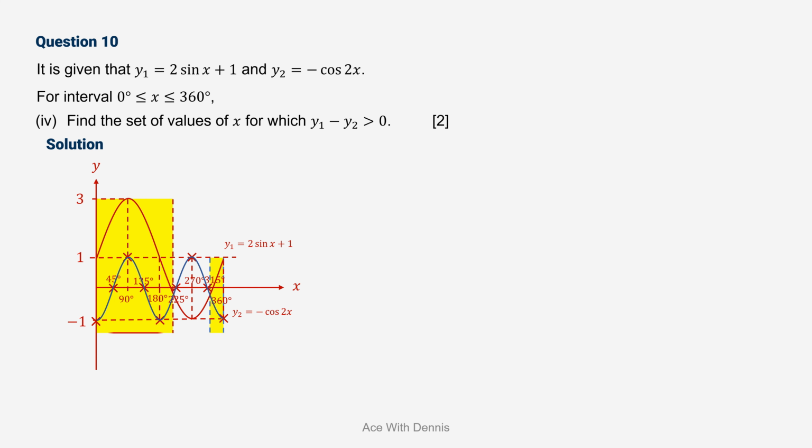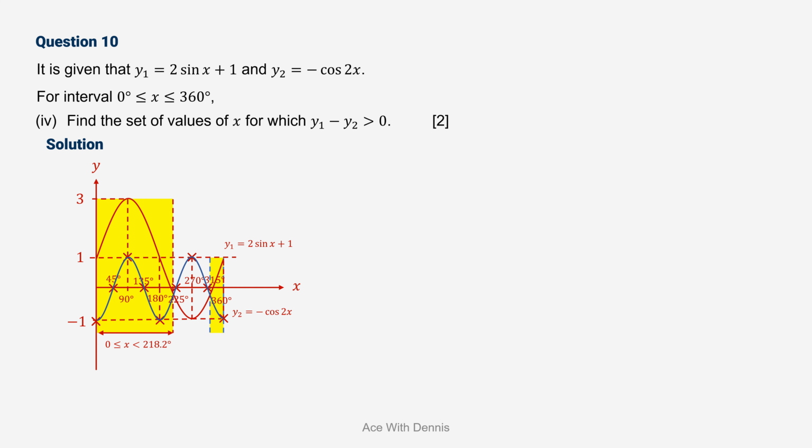So the first region will be this region, and the second region will be this smaller region. So the range from 0 to this point, we have already found the value from part 2 when you solve the equation y1 equals y2. So the x range will be from 0 to 218.2 degrees, inclusive of 0 but not inclusive of 218.2 degrees.